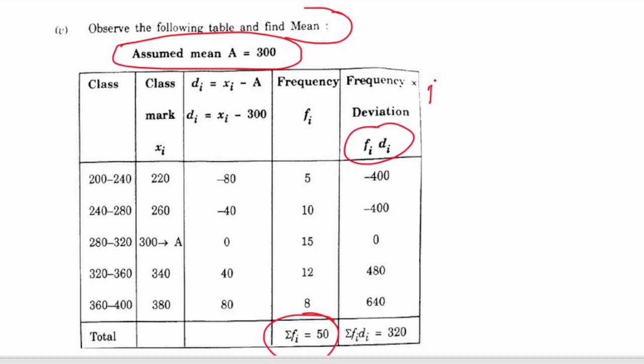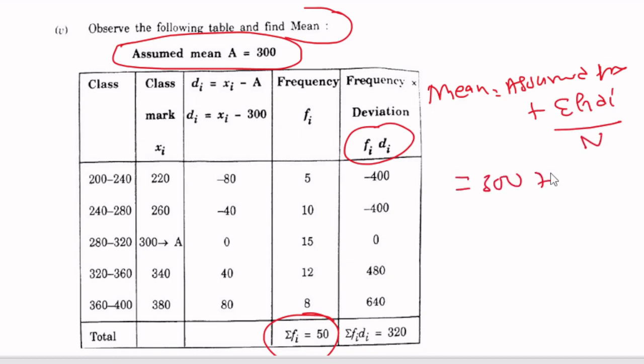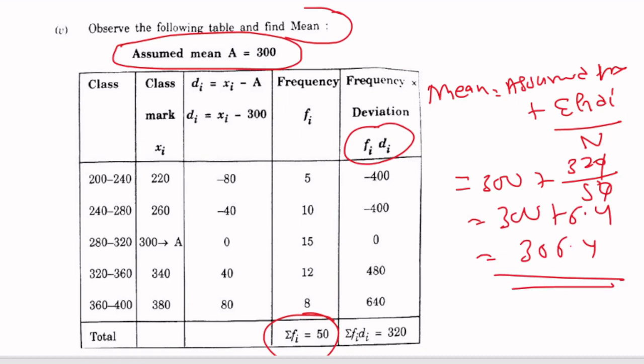So mean using assumed mean, what is the formula? Mean is equal to assumed mean plus summation of fidi divided by n. N is nothing but summation of fi. So assumed mean is how much? 300, and summation fidi is how much? 320 divided by 50. So this will be how much? 300. 5 6s are 30, 5 4s are 20, so 306.4, and this is your answer. 306.4 is your mean. Okay, 2 marks, nothing to worry. Now let's move to the next question.